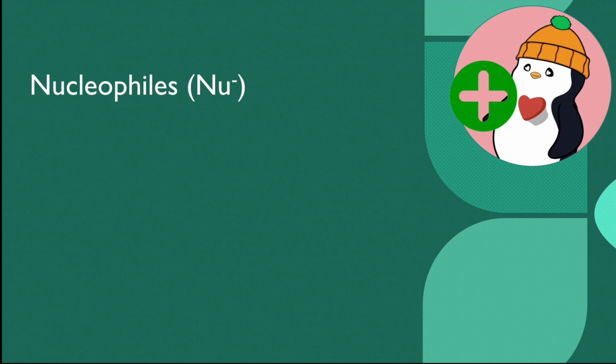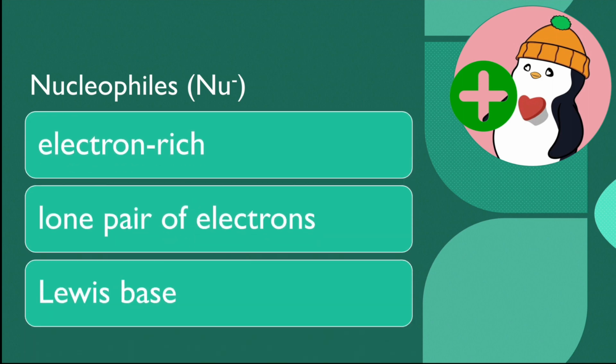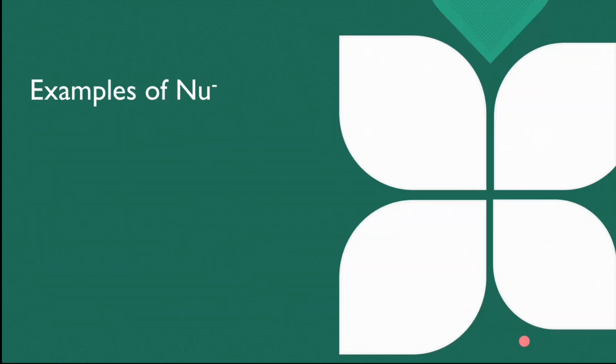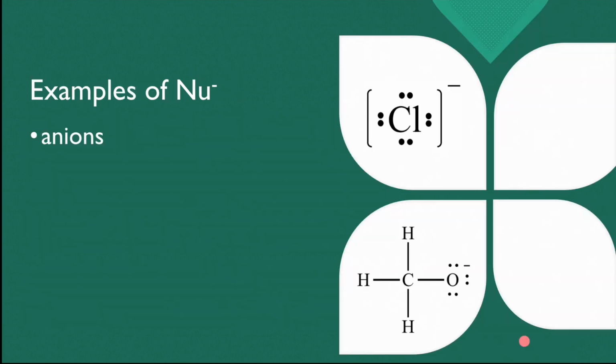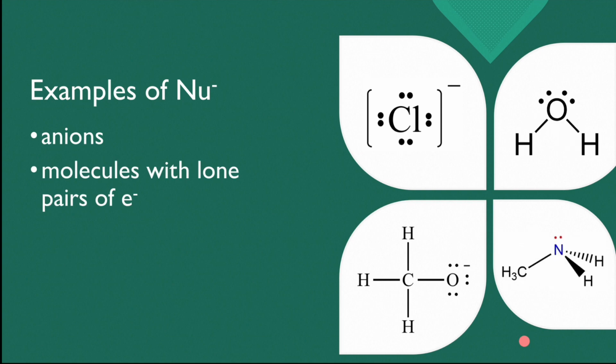Nucleophiles are electron pair donors or Lewis bases. They are electron-rich species that tend to seek an electron-deficient site for a reaction. In order to be a nucleophile, they must possess lone pairs of electrons. Examples of nucleophiles include anions, or molecules with lone pairs of electrons.